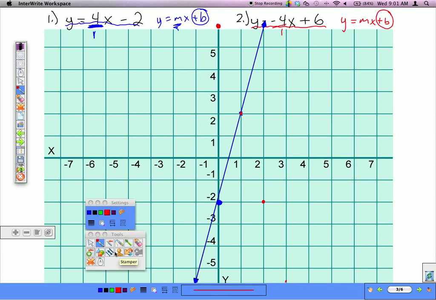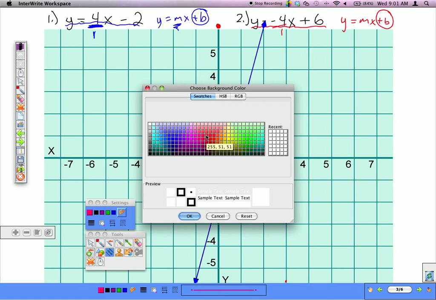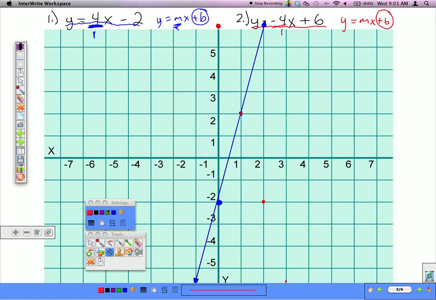And now I need that red line representing my second equation. That looks a little bit pink, so let's find a better red. Okay, now that we have that better red, here goes my line.